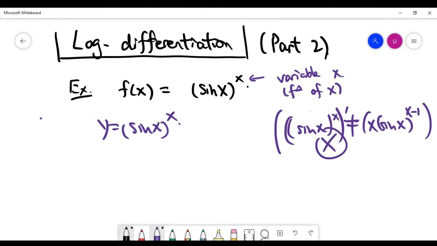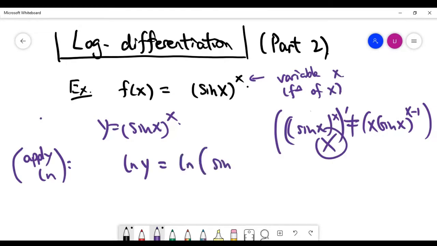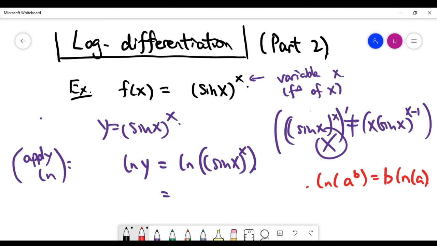And as a way to do implicit differentiation, we can apply ln to both sides. So ln y equals ln of sine x to the power x. And there's something you need to know. The fact is that ln has a very special property where the exponent can be pulled out of the ln function like this. And we can use this fact here. So the exponent can be pulled out: x times ln of sine x now.